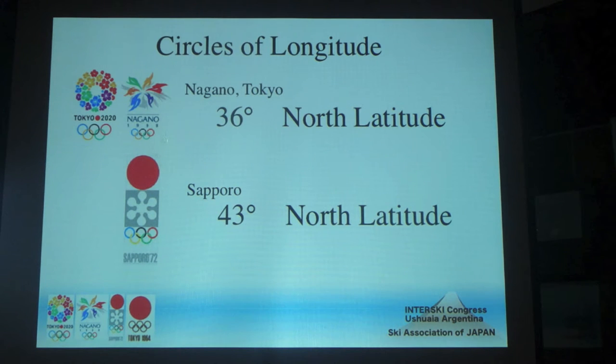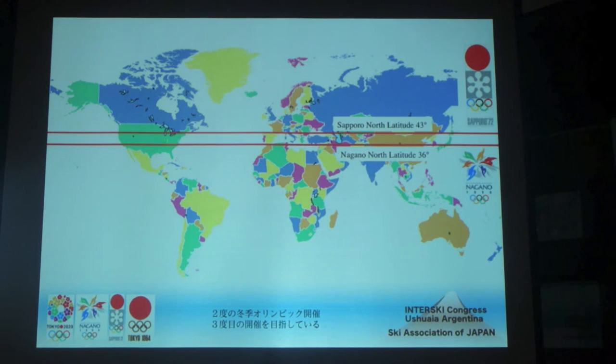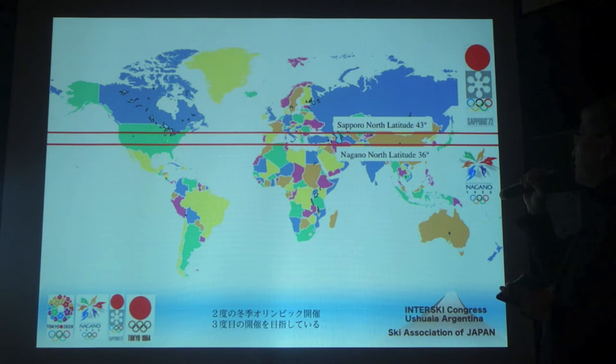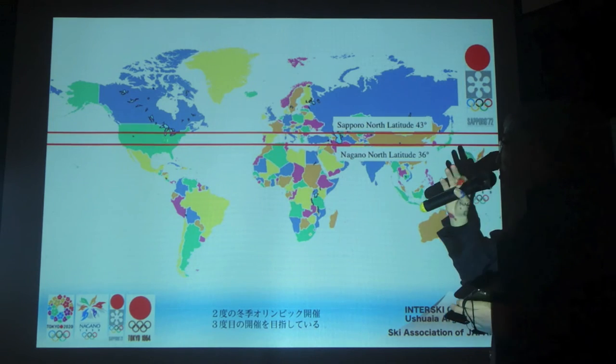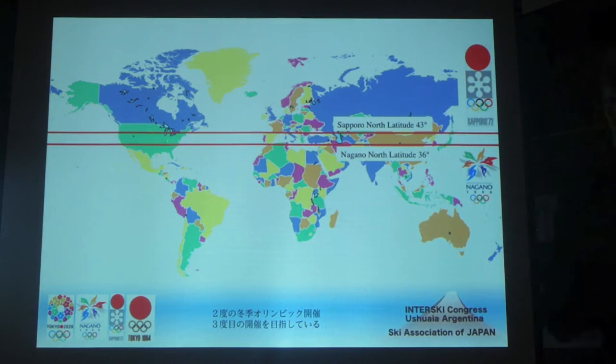We have held the Olympic Winter Games two times, at Sapporo in 1972 and Nagano in 1998. Sapporo is situated at 43 degrees north, and Nagano is situated about 36 degrees north. Tokyo is also about 36 degrees north. So like this, Japan is situated just around the Mediterranean Sea, but we have much snow.